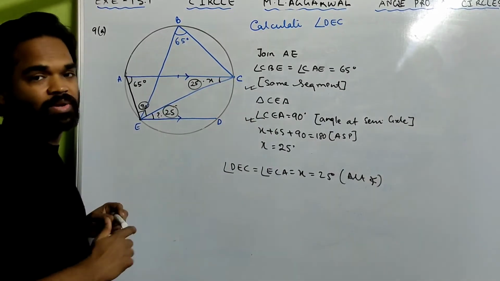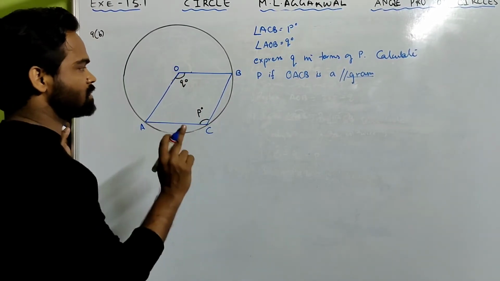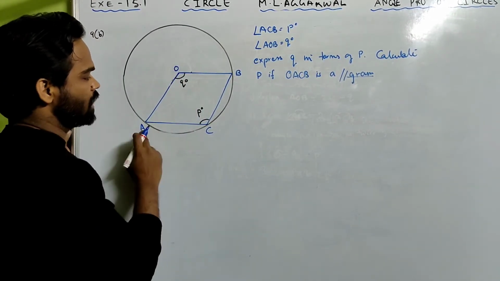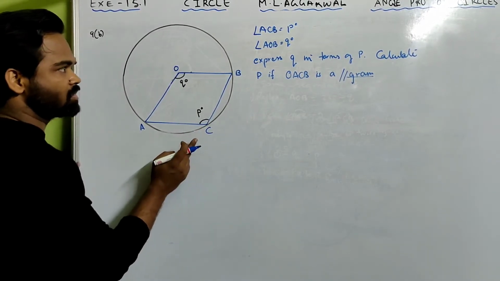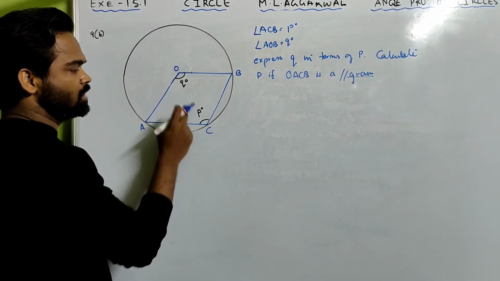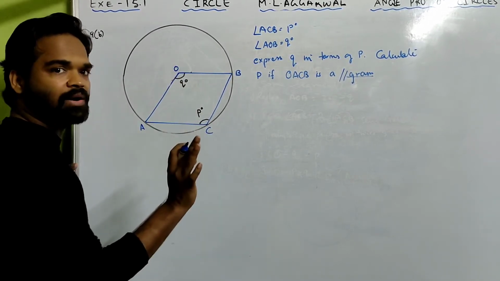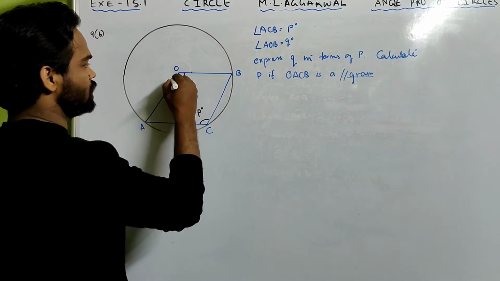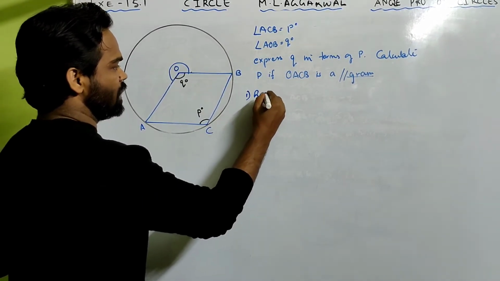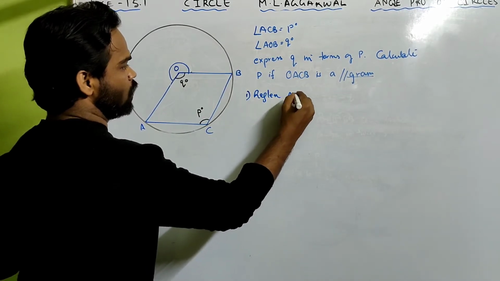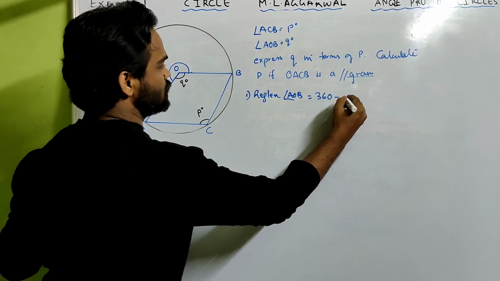Okay. Now let us look at the next sum. Now look at 9 part B. Very easy. The circle, O is the center, ACB is P degree, AOB is Q degree. They have asked us to express Q in terms of P and calculate P if OACB is a parallelogram. Very easy. Just look over here. First of all, I need to find this angle, which is reflex AOB will be 360 minus Q.